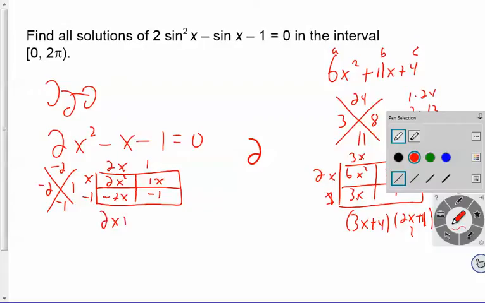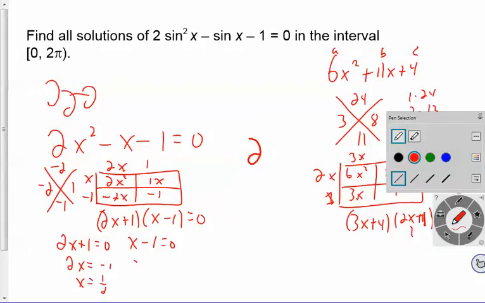So it's 2x plus 1 times x minus 1 equals 0. So 2x plus 1 equals 0 and x minus 1 equals 0. So 2x equals negative 1, or x is equal to negative a half, and x is equal to 1. But x is sine, so we're looking at where the sine of x is equal to negative 1 half, and where the sine of x is equal to 1. Where on the unit circle do those two things equal negative 1 half and 1?